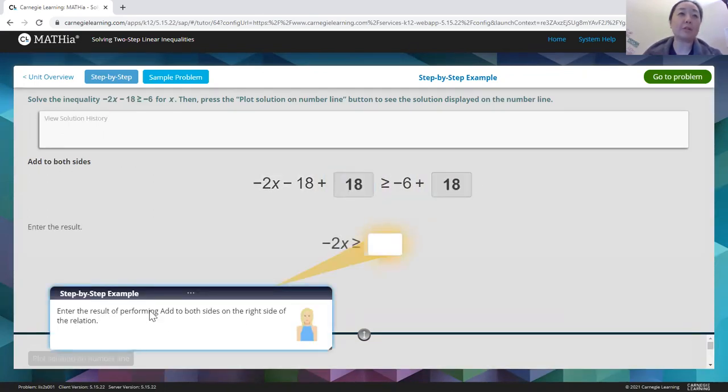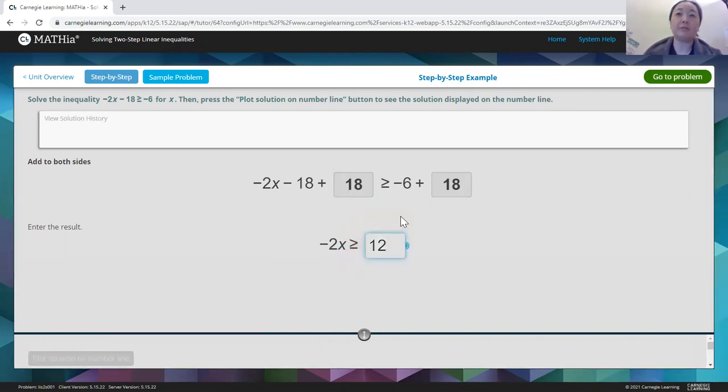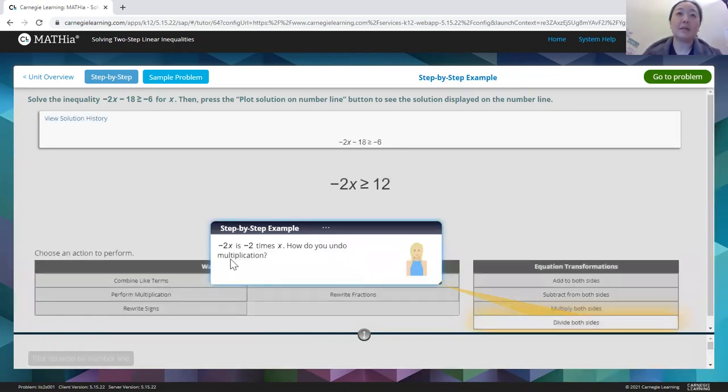And it says, enter the result of performing add to both sides on the right-hand side of the relation, being the inequality, right? So -6 plus 18 is going to be 12. There's my 12, just like that. And it says -2 is -2 times x. How do you undo multiplication? And see the yellow? Let's see here, division.